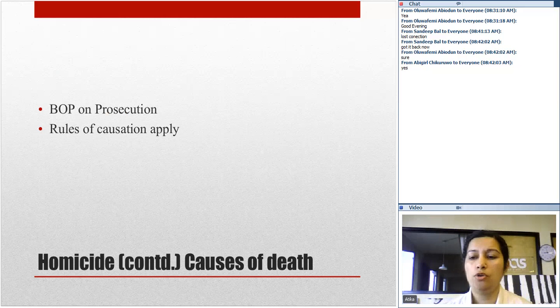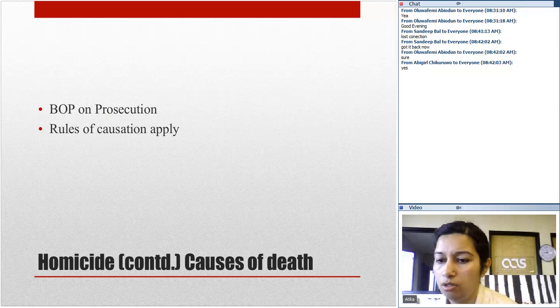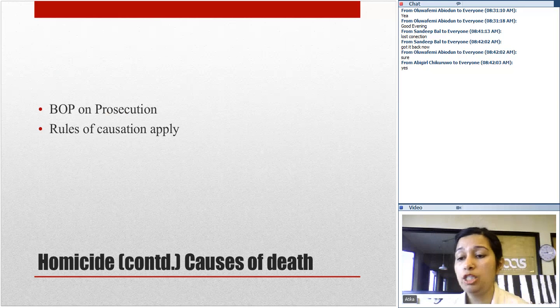Causes of death. Okay, so we all know by now that the burden of proof is on the prosecution to prove the defendant caused the death of the victim. The usual rules of causation apply, both factual causation, the but-for test, and legal causation. And the defendant's conduct need not be the sole cause of death, but it must make a significant contribution to the death of the victim. We read that in Pagett, 1963. So the same rules of causation are going to apply to murder as well, or homicide, I should say.